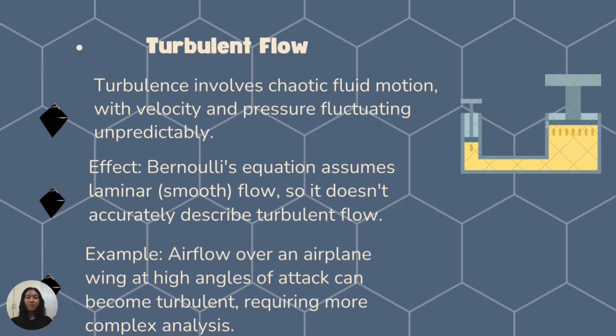So, for example, airflow over an airplane wing can transition from laminar to turbulent under certain conditions, such as at high angles of attack or during turbulent atmospheric conditions. In the case of high angles of attack where the flow separates from the wing surface, turbulence can occur, leading to a complex flow regime. In such scenarios, Bernoulli's equation alone is insufficient to describe the aerodynamic forces acting on the wing accurately. Engineers must resort to more advanced methods.